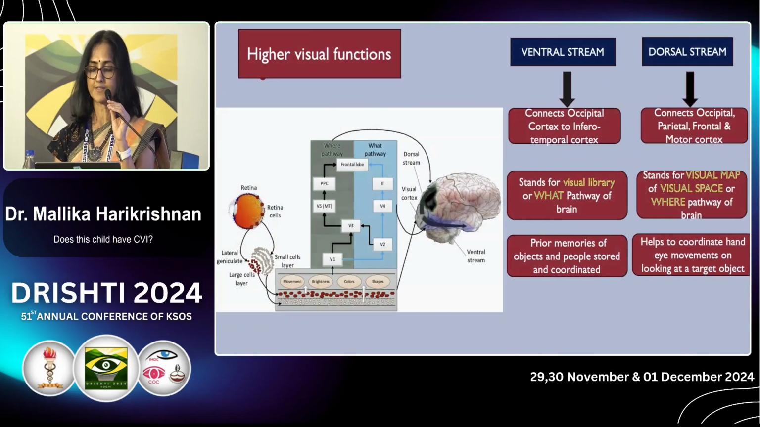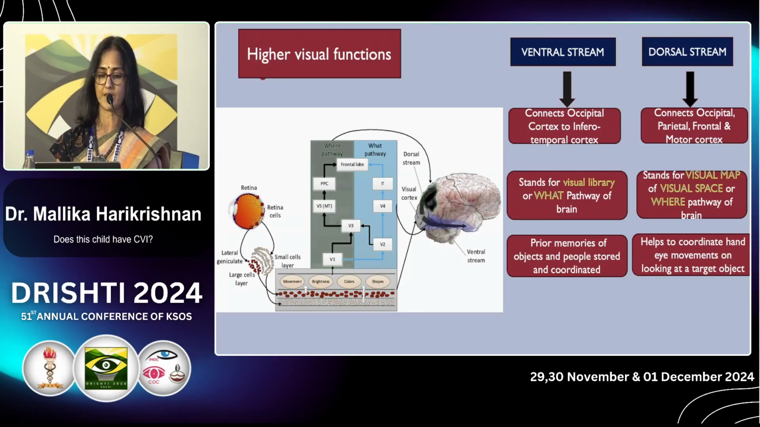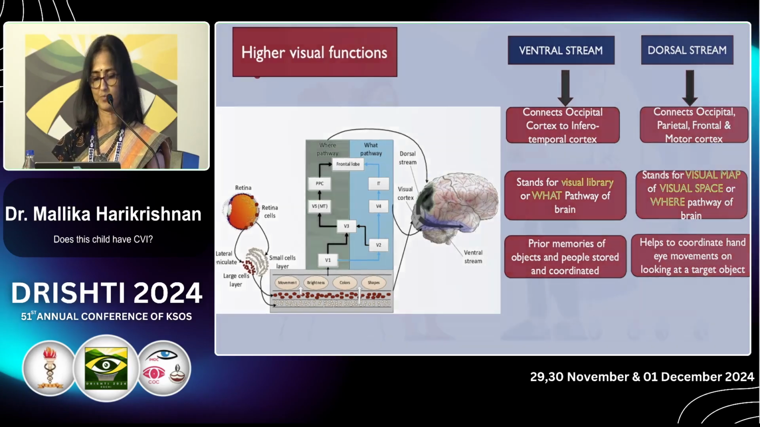The occipital cortex is connected to other visual association areas to perform higher visual function through two streams. One is the ventral stream, which connects the occipital cortex to the inferotemporal cortex and stands for the visual library or what pathway of the brain, where prior memories of objects and people are stored and coordinated. The other is the dorsal stream, which connects the occipital, parietal, frontal, and motor cortex. It stands for the visual map or visual space or where pathway of the brain and helps to coordinate hand-eye movements on looking at a target object.